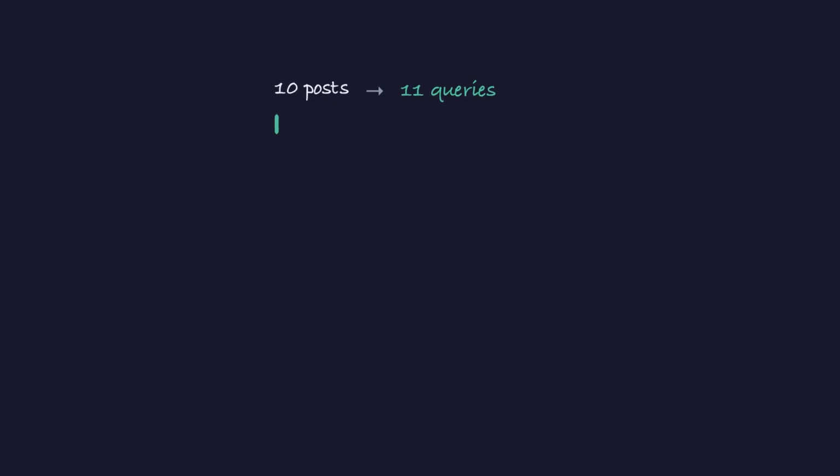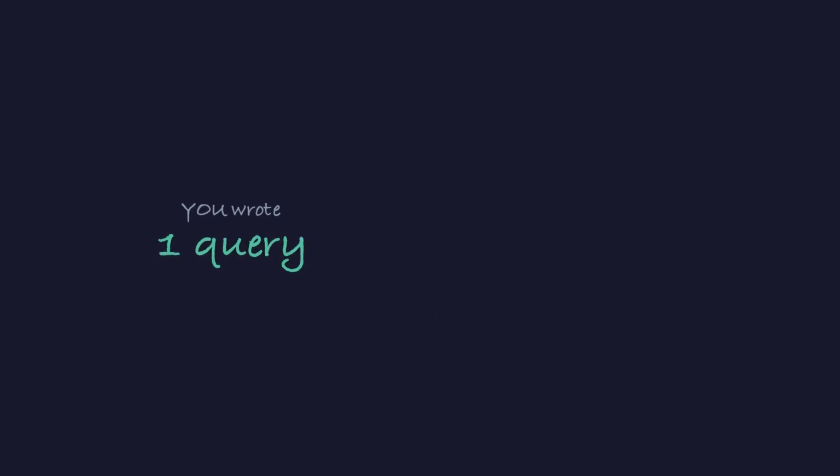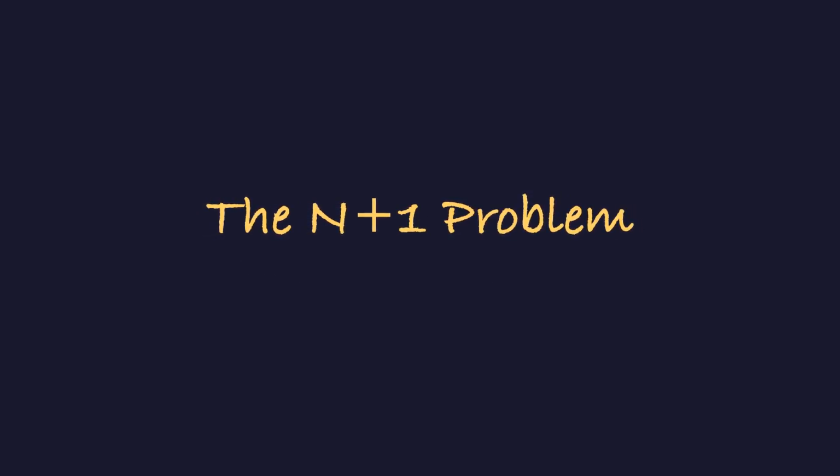Then someone finally runs a query log in production. And there it is. For one page load showing 100 posts, your app fired 101 separate database queries. You didn't write 101 queries. You wrote one. Your ORM wrote the other 100, silently, automatically, one per record while you weren't watching. This is the N+1 problem, the single most common cause of database performance issues in ORM apps, and it's dangerous precisely because it looks completely fine in development.